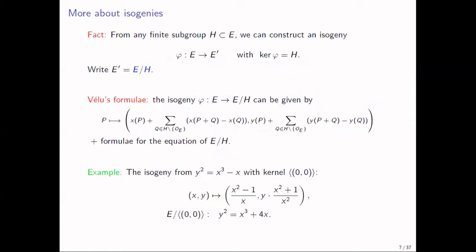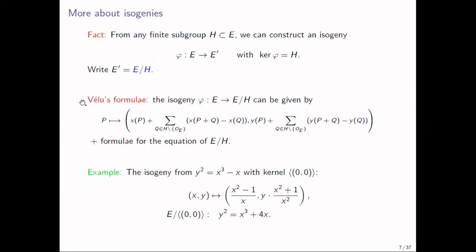What else do we need to know about isogenies? I told you that they're homomorphisms of elliptic curves. And you know that if you have a homomorphism of groups and a subgroup, you can quotient out by the subgroup. This is the same for elliptic curves. Whenever you have a finite subgroup, you can construct an isogeny that has that subgroup as its kernel. We will write the target as E mod H.